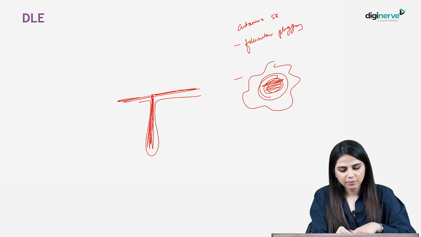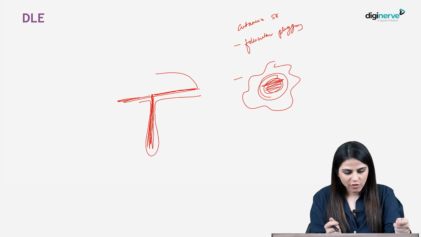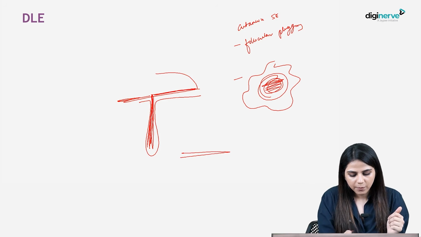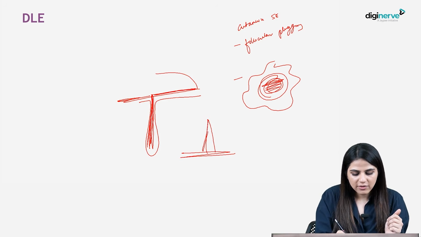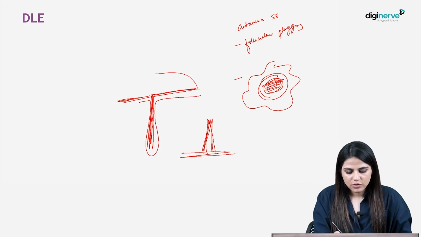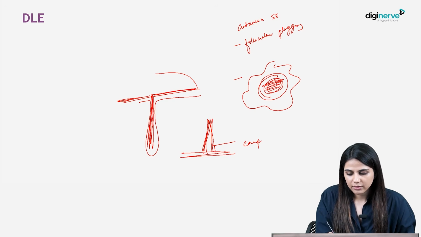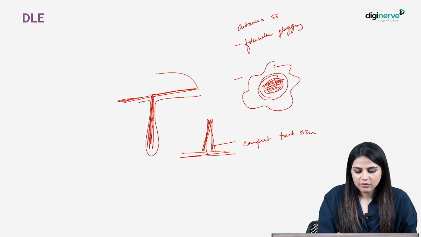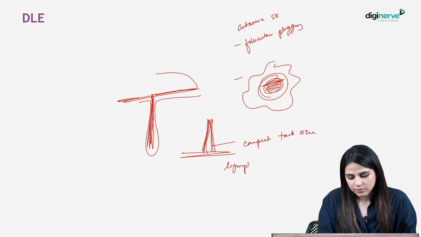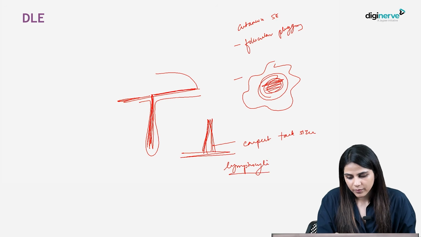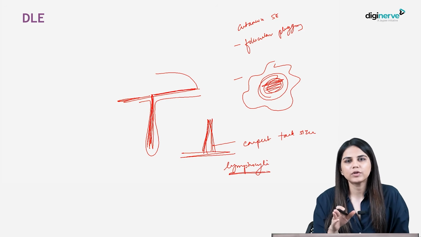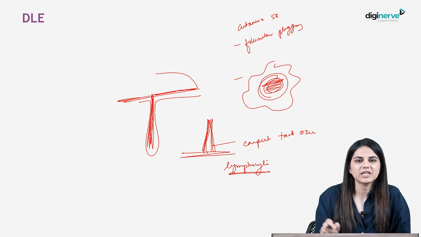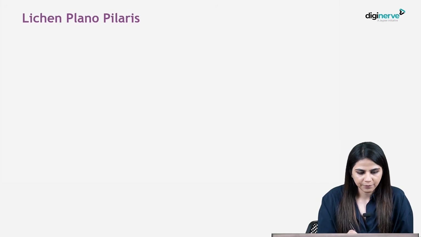So when we peel this plaque off, you can see whatever had plugged the hair follicle. So this is known as a carpet tack sign. This is due to lymphocyte infiltration. The treatment here will be high potent topical corticosteroids, or if localized, it will be intralesional steroids.